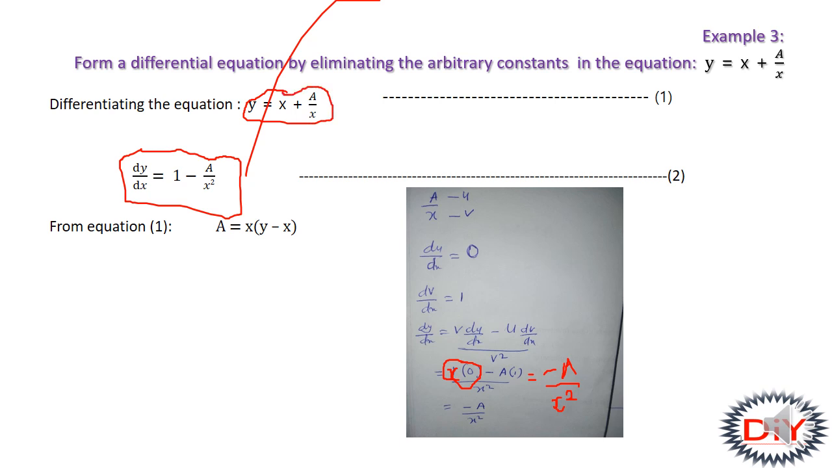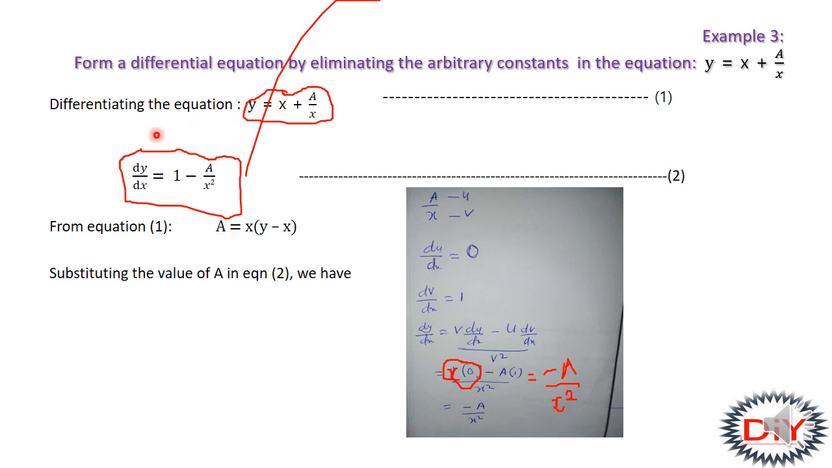If I try to make this more linear, it's going to give us this. Just try to attend to that yourself. If we expand this, collecting the like terms and doing the rest, we are going to arrive at a equal to x into bracket y minus x. Now we have to substitute the value of a in equation 2.